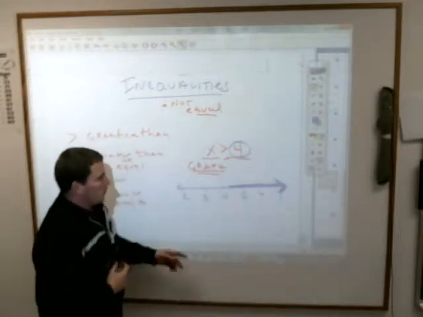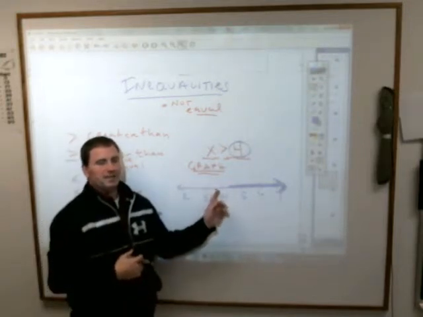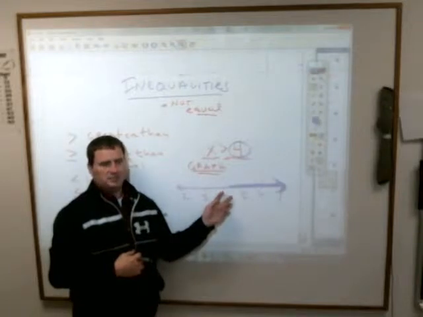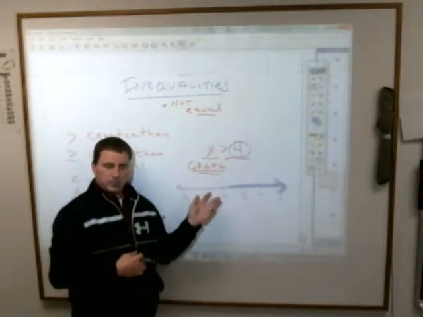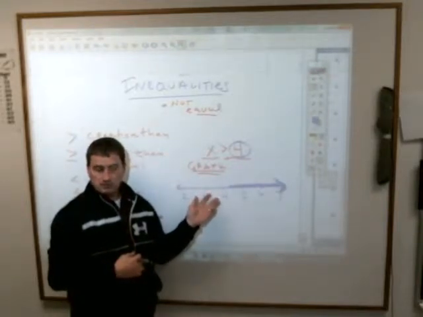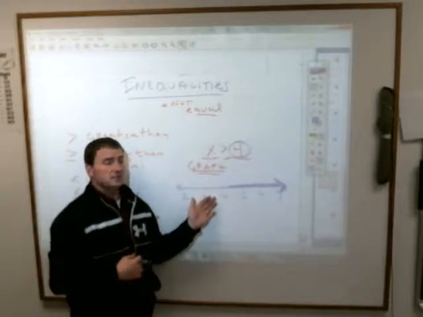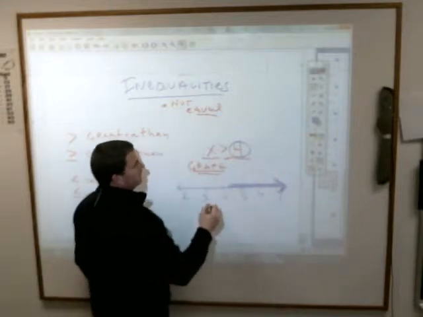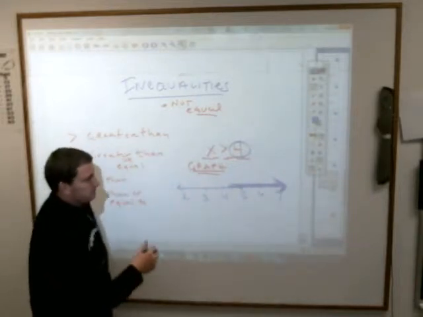But how do I show, when it gets to 4, I can't put the little line all the way up to 4 because it doesn't equal 4, but it's any number that's right next to 4. How do I show that? Kendall? Put a dot. Actually, you put a circle there.